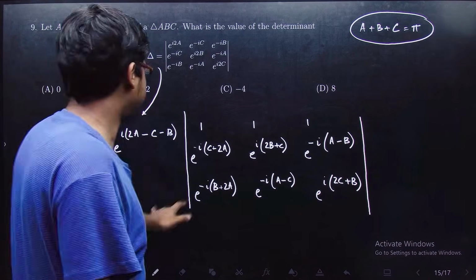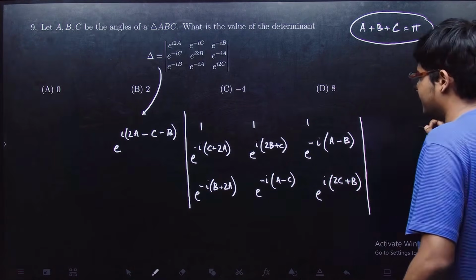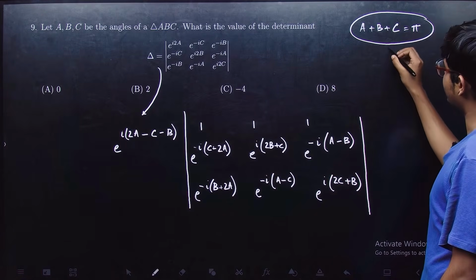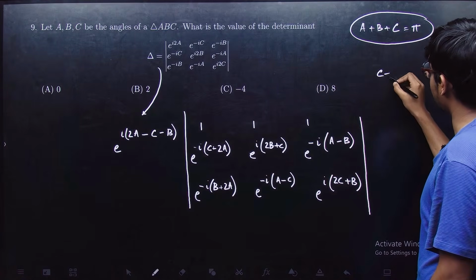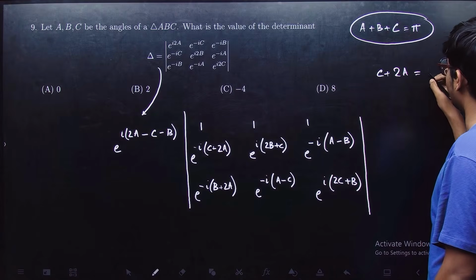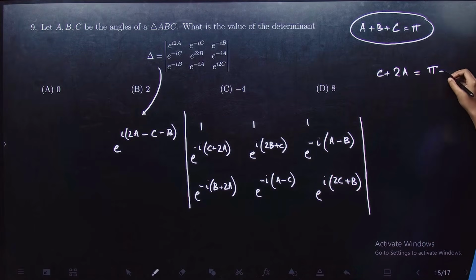From here, you'll get c plus 2a, right? Which means c and you have to add a, right? So c plus a, that's 2a. That should be equal to pi plus a, right? And this minus b. So pi plus a minus b you'll get, okay? Right?